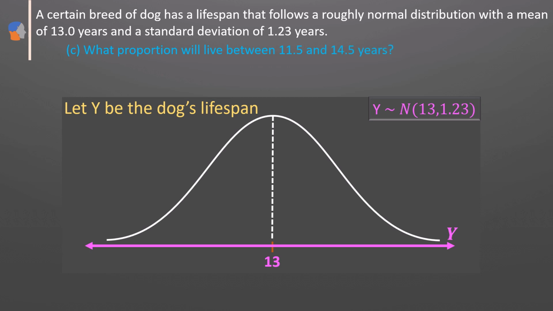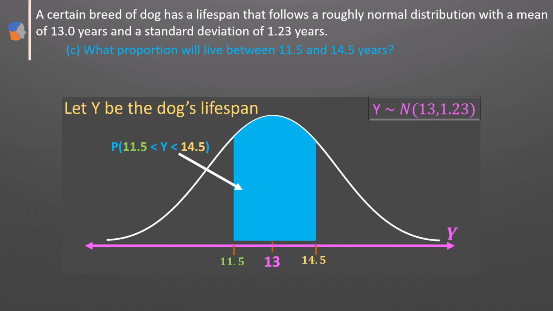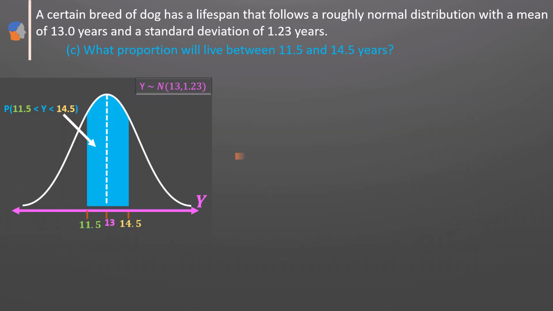What proportion will live between 11.5 and 14.5 years? Here, the area between two numbers. Proportion means probability, that means area under the curve between 11.5 and 14.5. There are two numbers we need to convert to z. That is the first step, right? Convert to z. Yes, there are two numbers here.